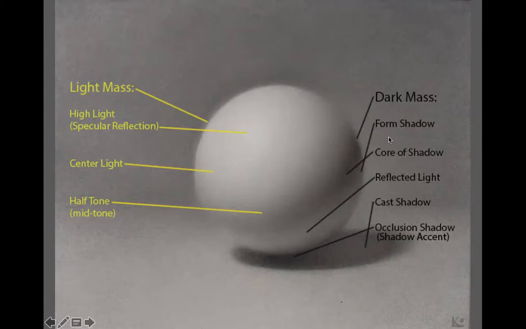Okay, what a cast shadow, core of the shadow, form shadow. So again, these terms, I'd like people to start thinking about them in such a way that you remember them. So we want to think about the light mass, the dark mass, the terminator, core of the shadow, reflected light, cast shadow, shadow accent or occlusion shadow, half tones, center light, highlight. All of these elements of light and shadow are elements that we're going to be using in our paintings.